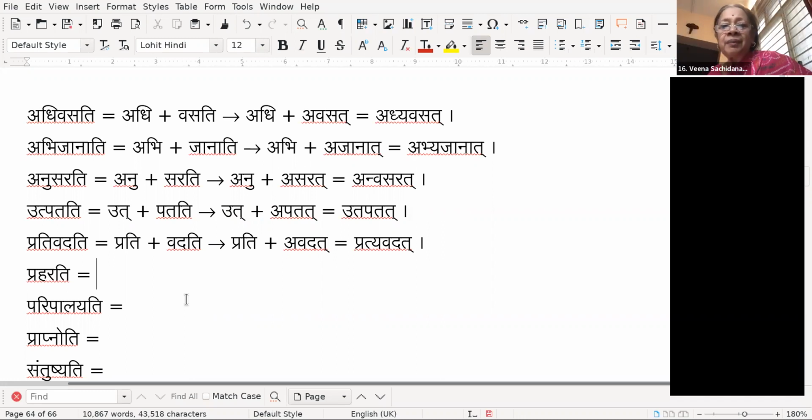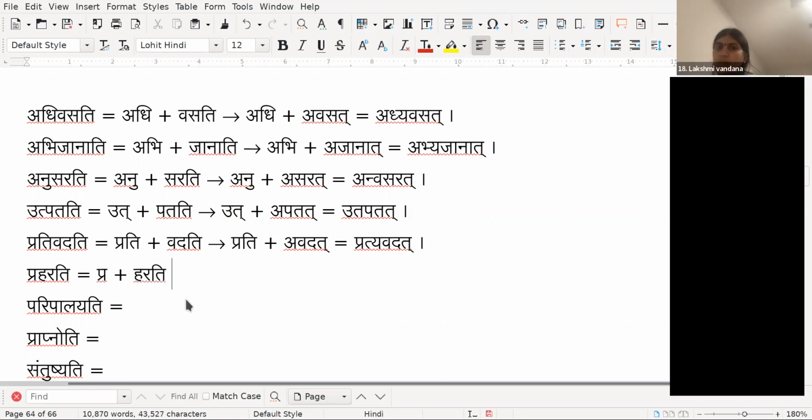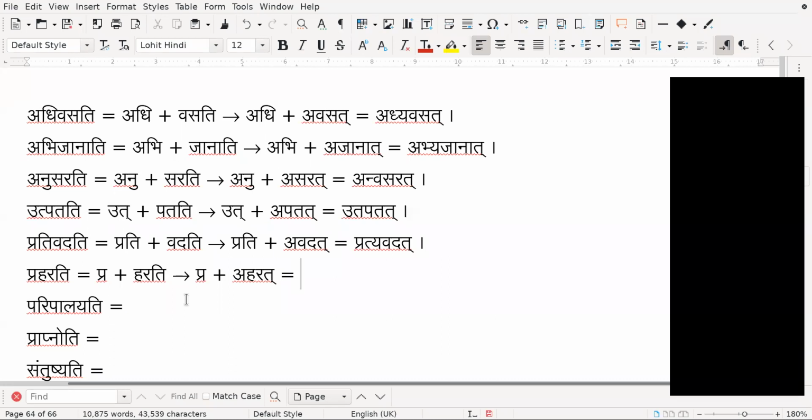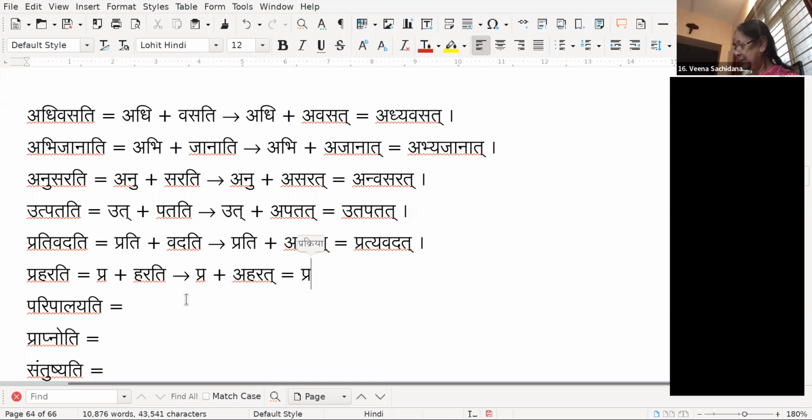Praharati. Pra plus harati, which becomes pra plus aharat. Pra plus aharat. Praharat.